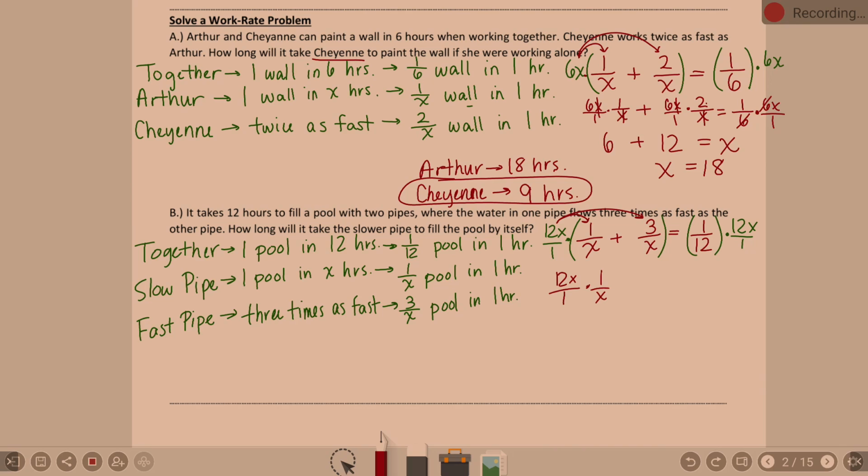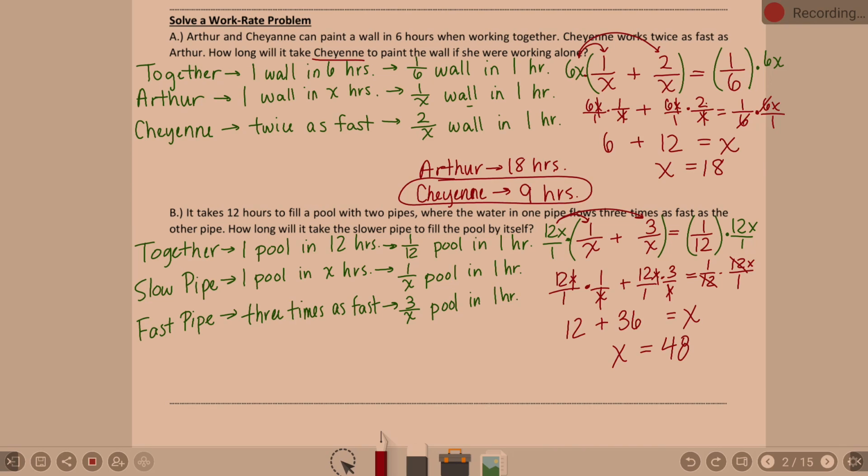But for right now, I'm going to. For the first piece, 12X times 1 over X. What cancels? X cancels, and we're left with 12. Okay, plus. Now I'm going to multiply 12X times 3 over X. What cancels? X is canceled, leaving me with? 48. Not yet. 12 times 3 is 36. Equals 1 over 12 times 12X. What cancels? 12s, and we're left with X. 12 plus 36 is 48. So I have X equals 48.